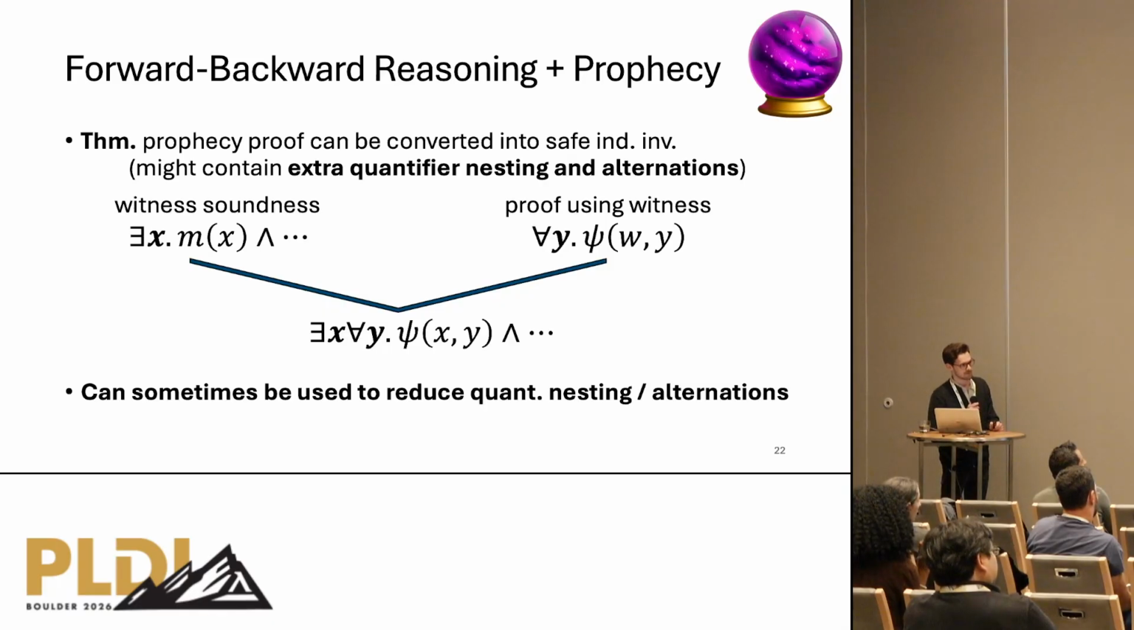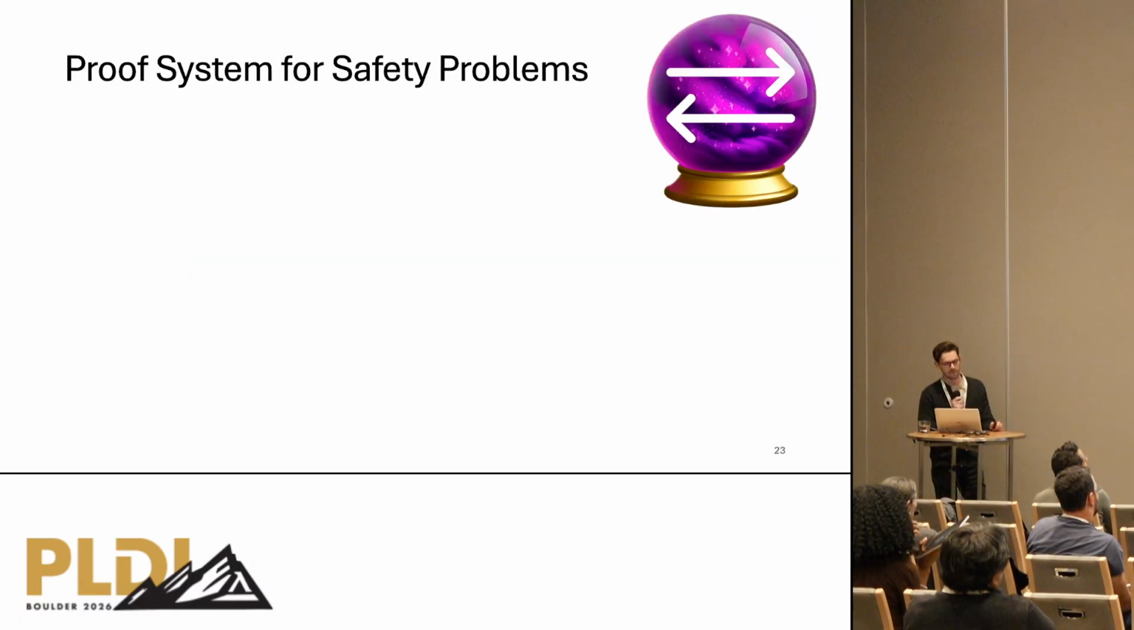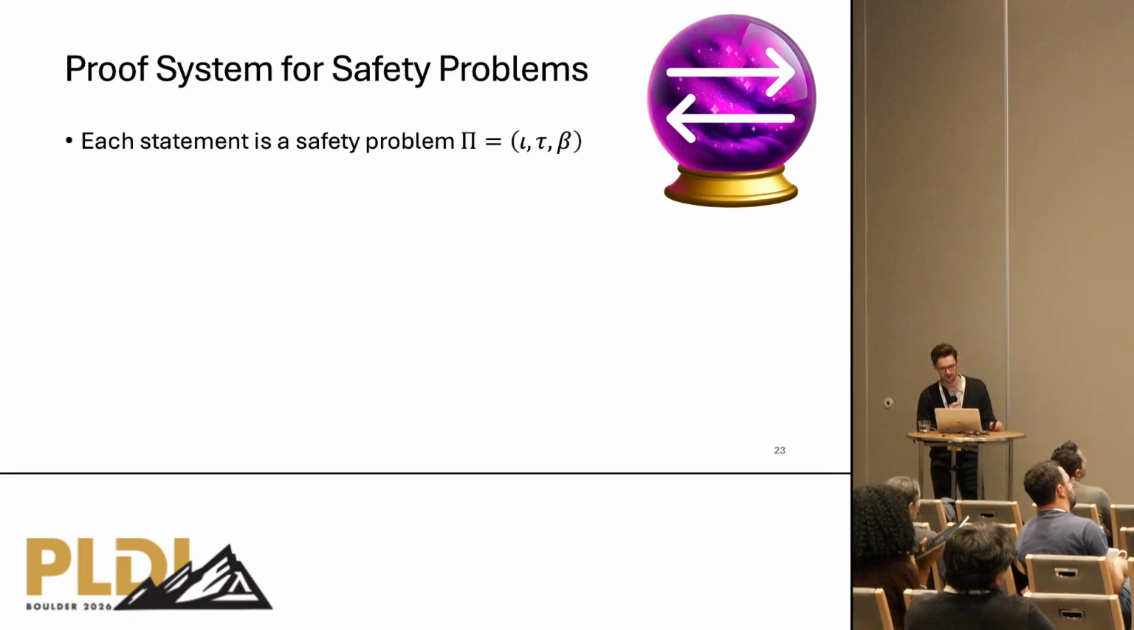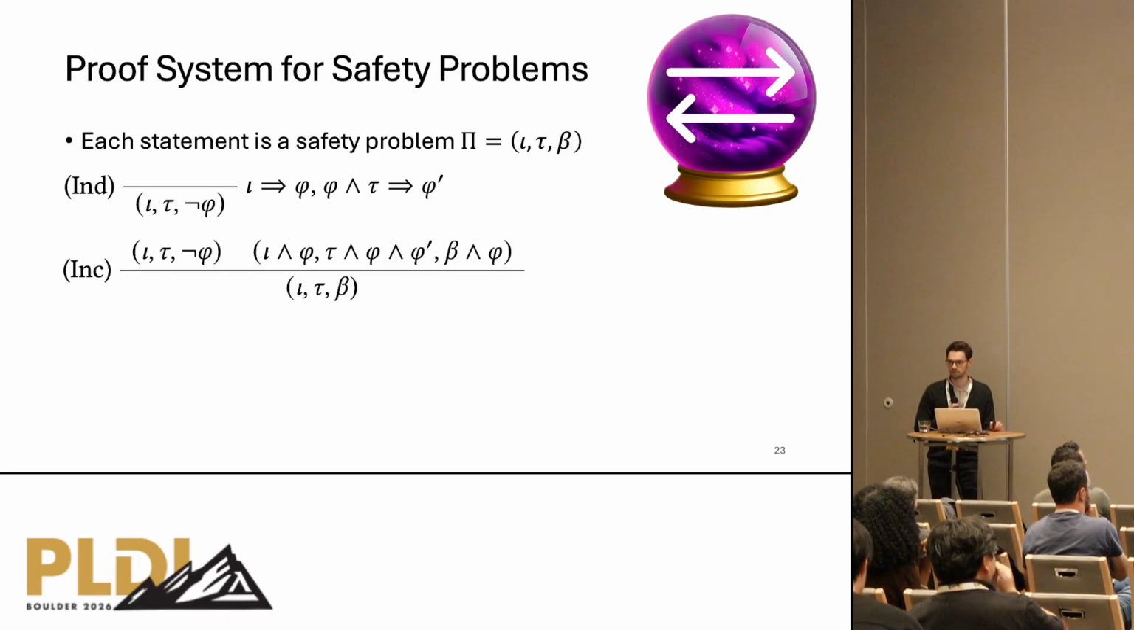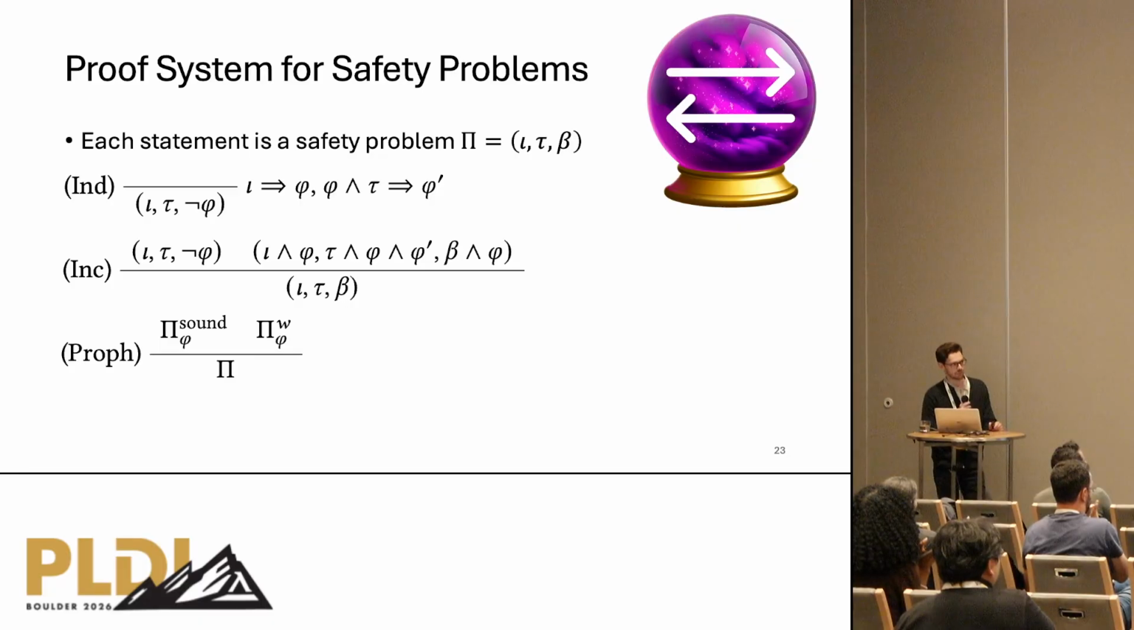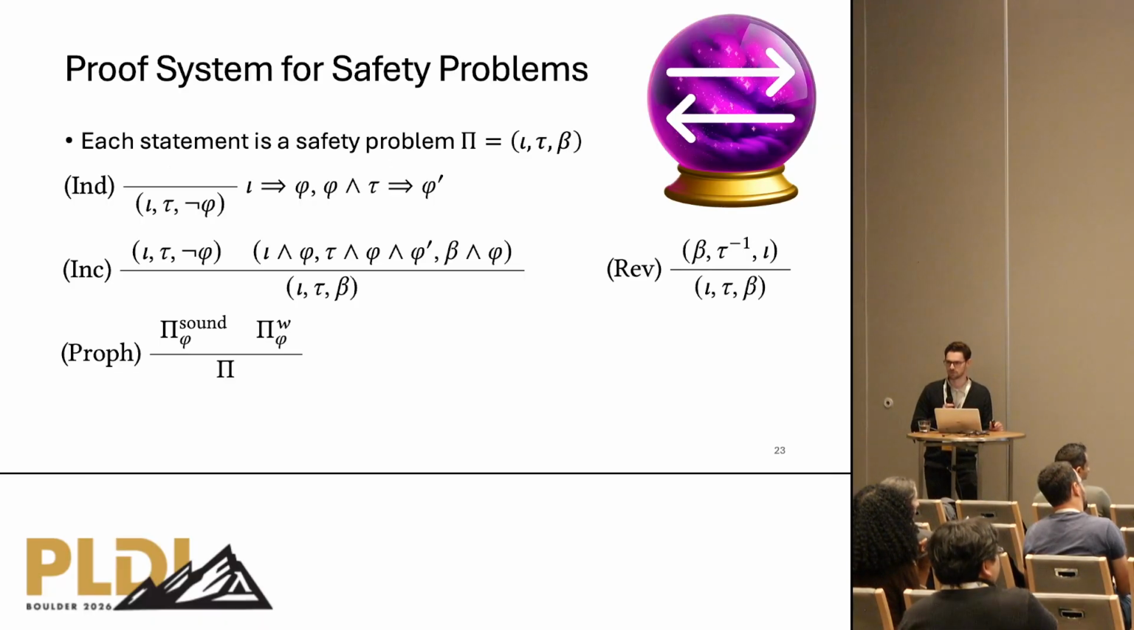And similar to forward-backward iterations, this can sometimes be used to reduce the kind of quantifier nesting and alternations that you need to use in formulas. So this culminates in a proof system for safety problems where every statement is a safety problem, and we have rules for introducing inductive invariants, for performing incrementality, and for introducing prophecy, where you see in the prophecy rule, for example, you need to prove the soundness of the prophecy and continue the incremental proof in the other premise. And the rule for time reversal to take advantage of the forward-backward symmetry.